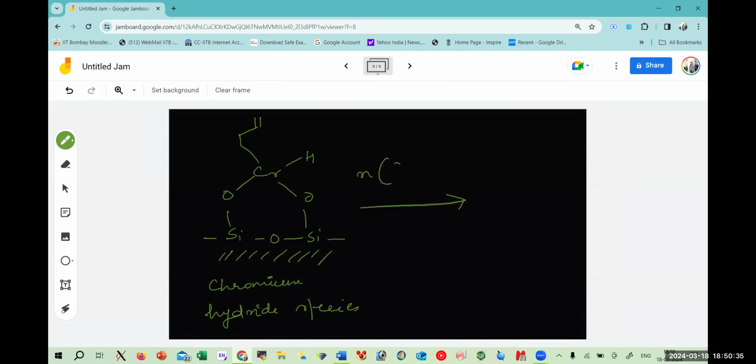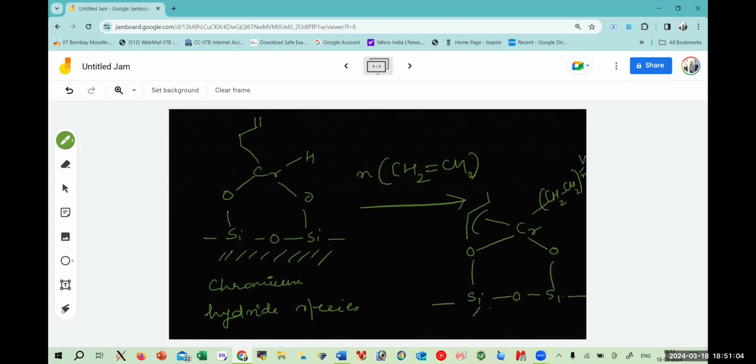which on treatment with n molecules of ethylene would undergo polymerization. Now this would become CH2, CH2, a polyethylene chain with H outside, and the other one would work as an allylic group, oxygen, silicon, oxygen, silicon, and this is your chromium +3. So here you got your product.